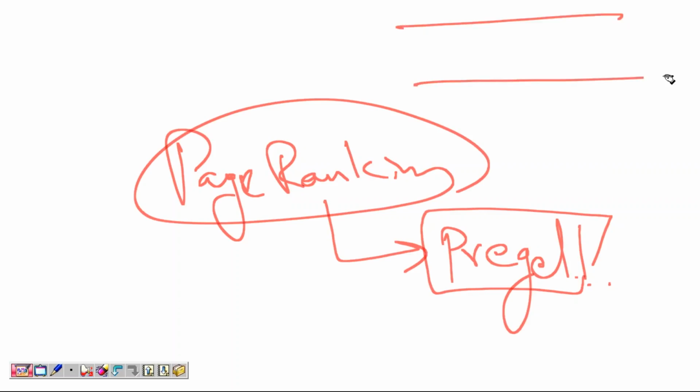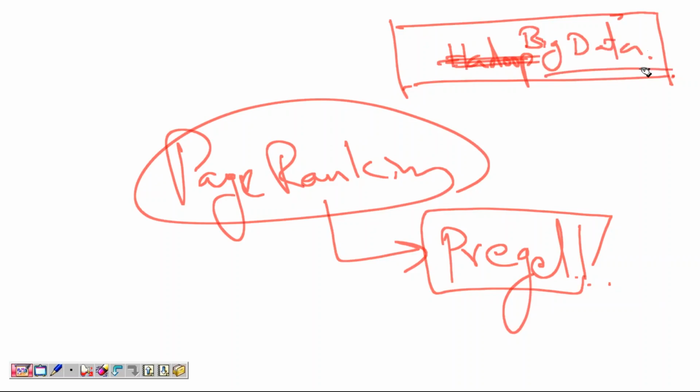See, I am giving you a small example. Suppose this is a search box. I am giving you the word Hadoop, or else the word big data. Now, what will it show me? So many pages related to big data. All pages related to big data, it will show me, right?